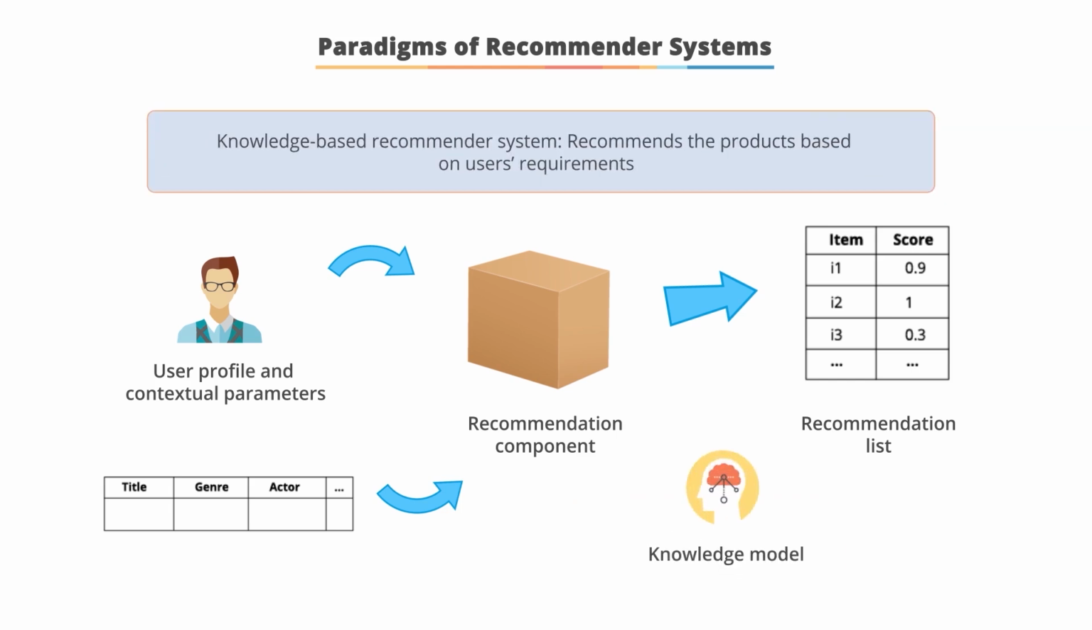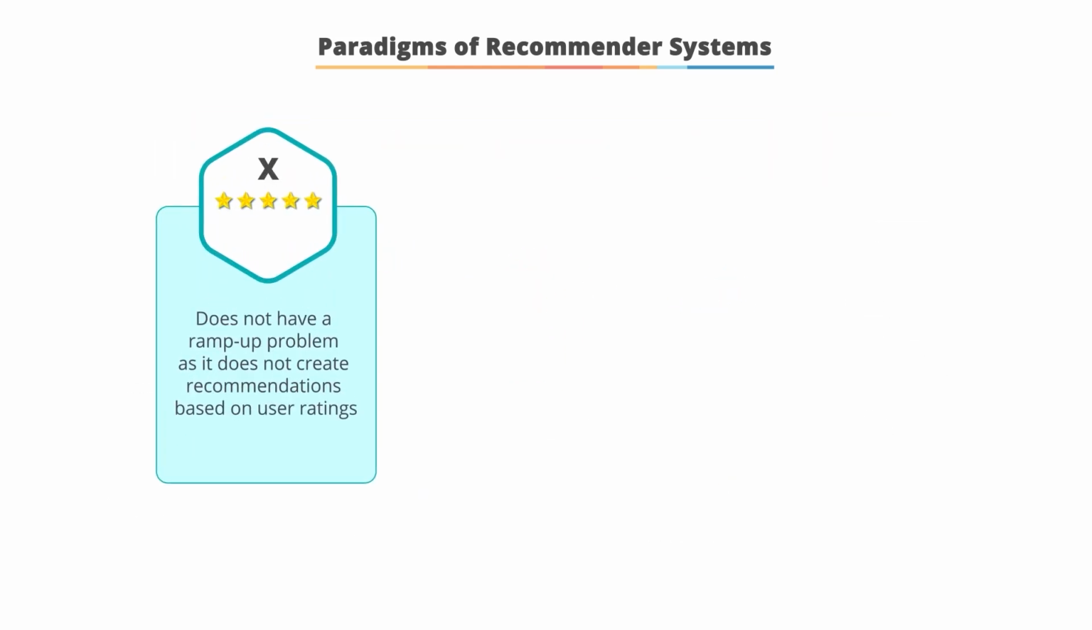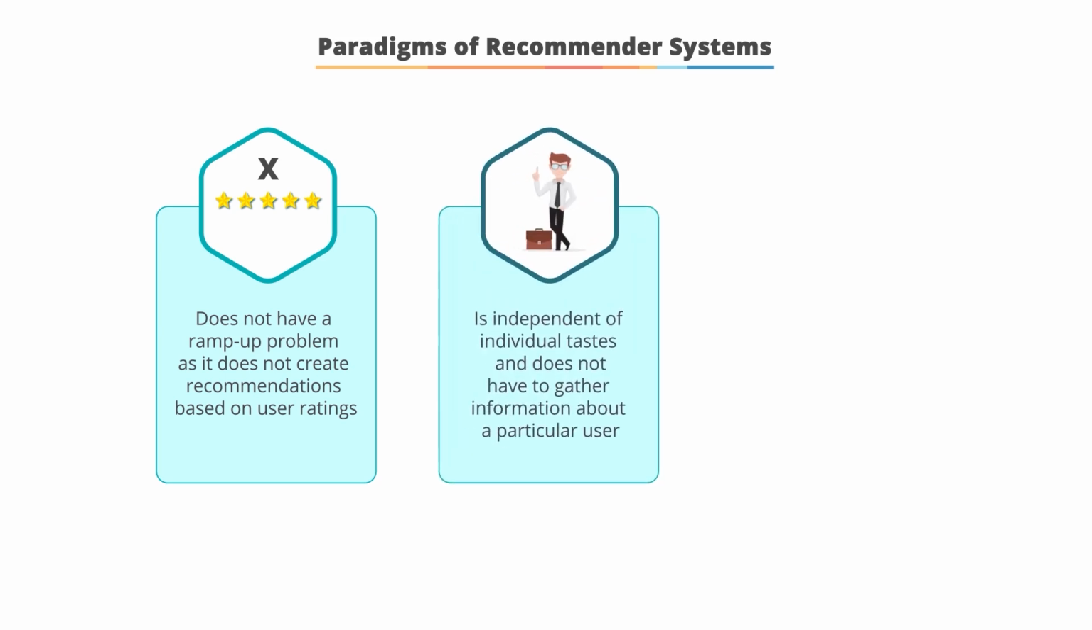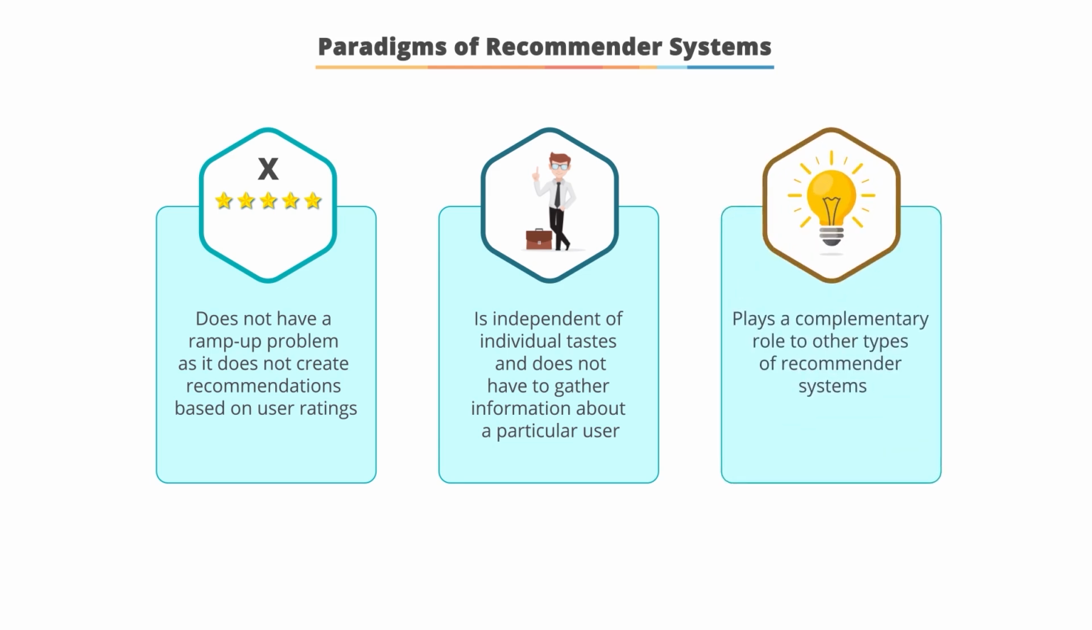Knowledge-based recommender systems use knowledge about users and products to make recommendations about which product meets the user's requirements. A knowledge-based recommender system does not have a ramp-up problem as it does not create recommendations based on user ratings. Since knowledge-based recommendation systems' judgment is independent of individual tastes, it does not have to gather information about a particular user. These characteristics make knowledge-based recommenders not only valuable systems on their own, but also highly complementary to other types of recommender systems.